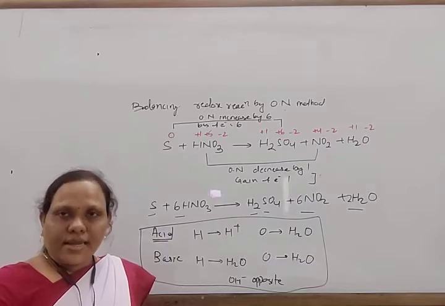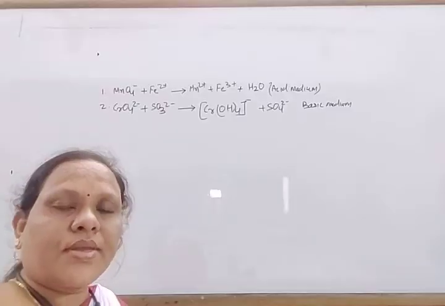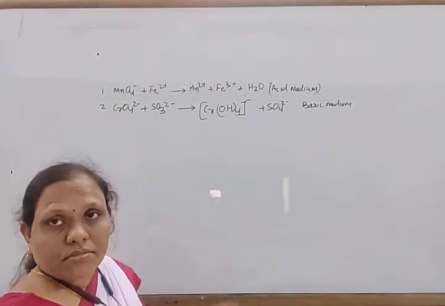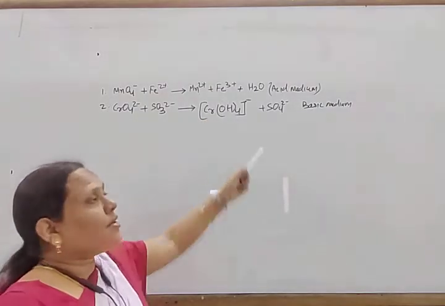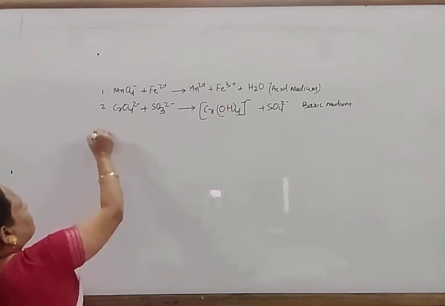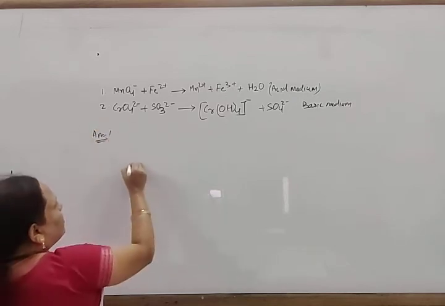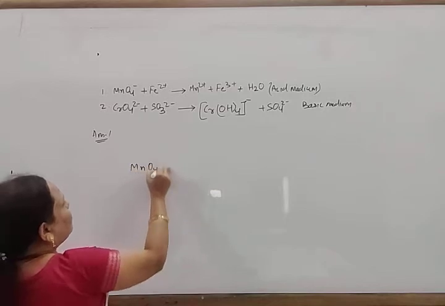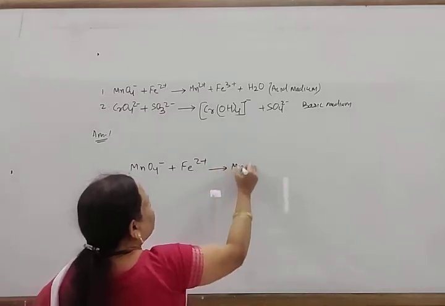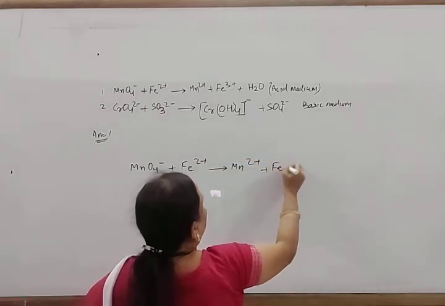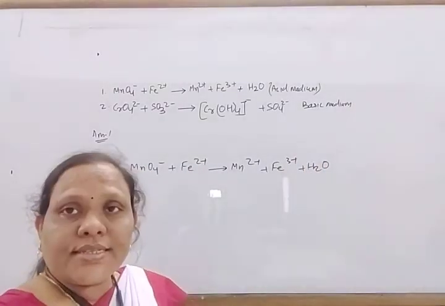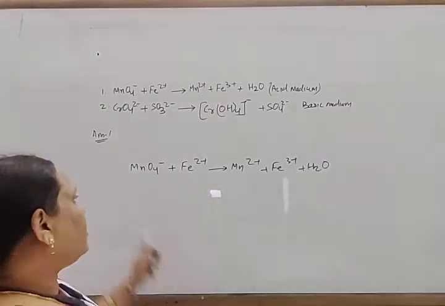Let us look at an example. Let us balance the following reactions by the oxidation number method, one in acid medium, another in basic medium. First write down the equation: MnO4 minus plus Fe2 plus gives Mn2 plus, Fe3 plus, H2O. Then assign the oxidation number on each atom.